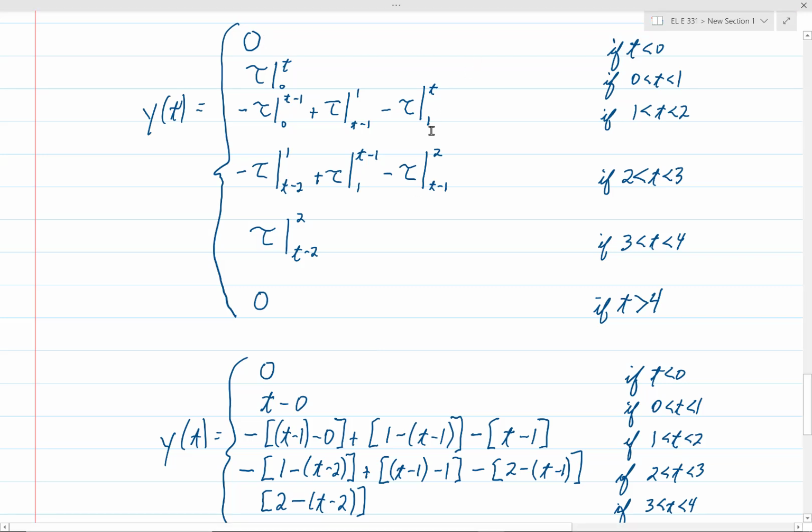So 0 if t is less than 0, and then t minus 0, as we evaluate that, t minus 0 for the next region. And then for this next one, we just have to be careful, be patient with these problems. We have the negative sign, so negative is like that. And then tau evaluated from 0 to t minus 1 will be t minus 1 minus 0, the value at the upper limit minus the value at the lower limit.